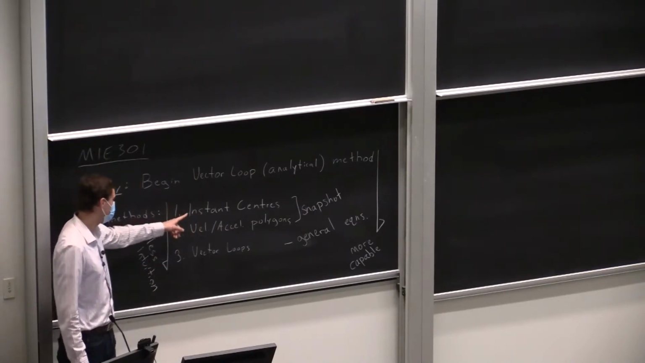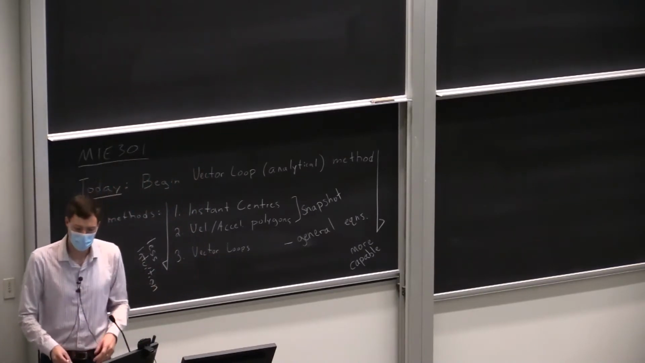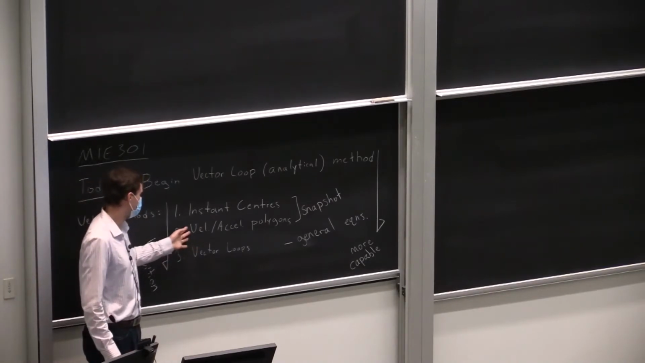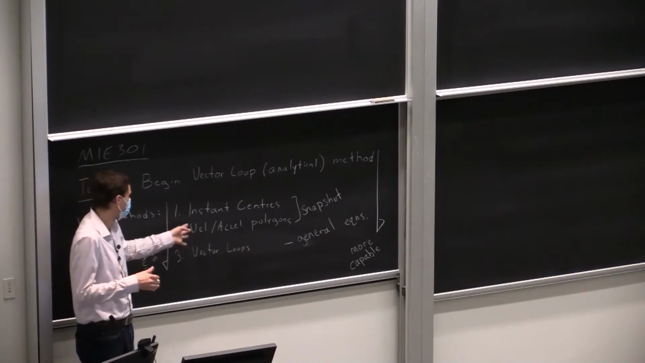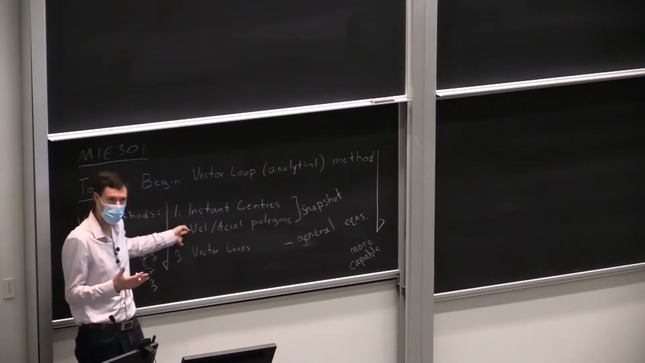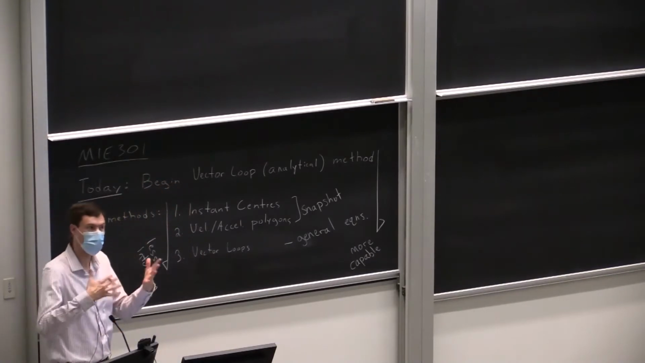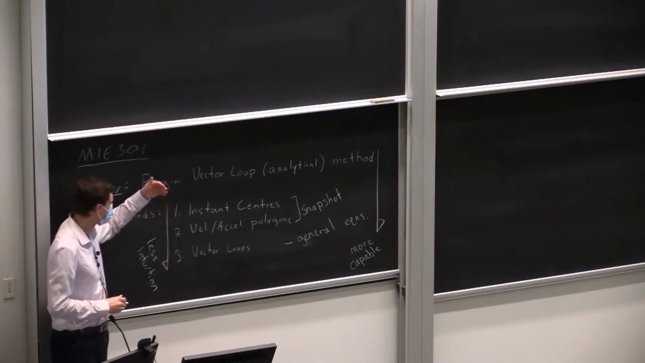Instant centers. Would you use instant centers for your project? Maybe. Velocity and acceleration polygons, you'll probably find them more powerful and more logical to use for real problems. So I would say instant centers are going to excel when you want to learn more about a mechanism. And so that's more of an internal tool that you can use.